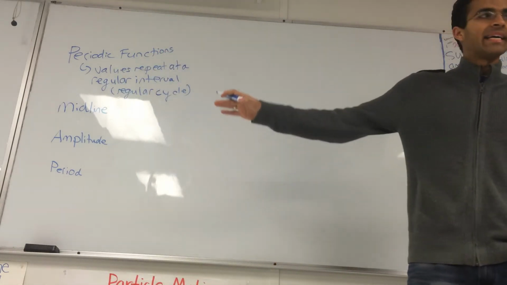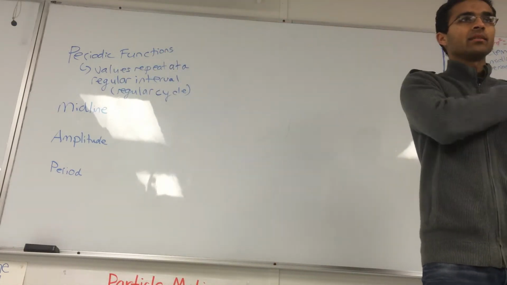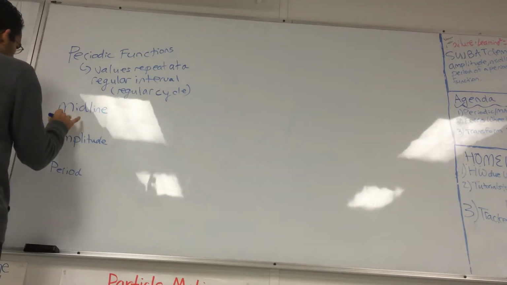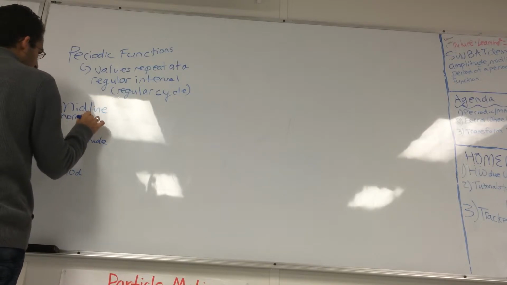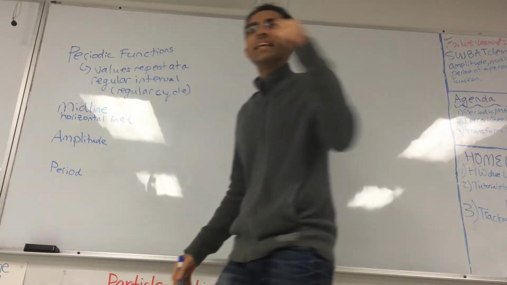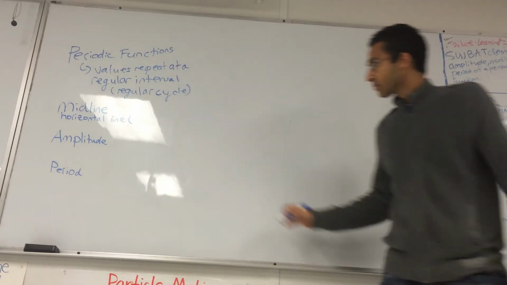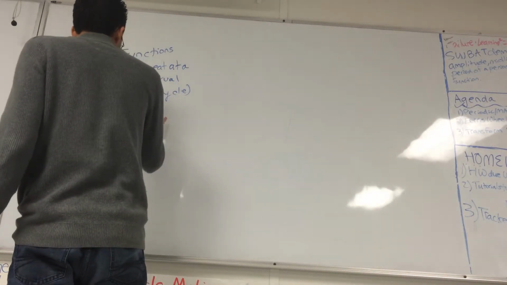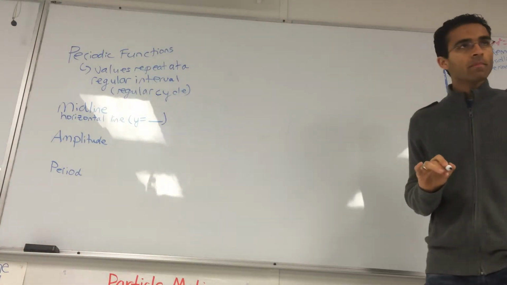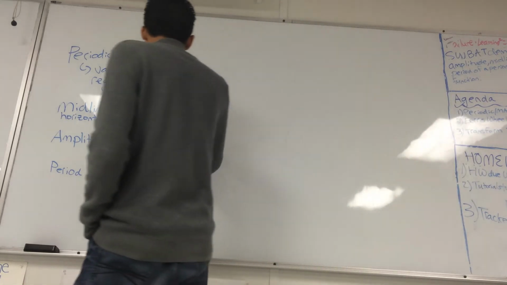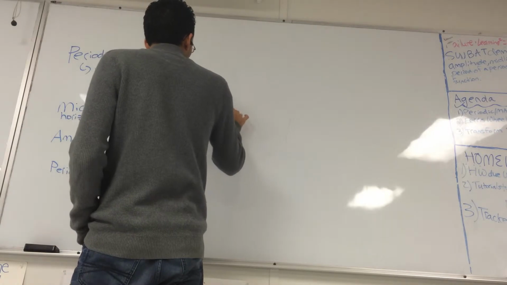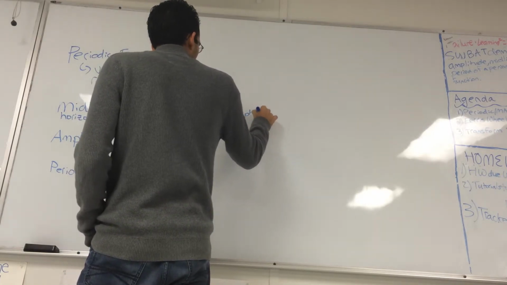Right, we said midline is the horizontal line that cuts the graph in half. Horizontal line, and by horizontal line we mean y equals something. So I'm going to put in parentheses y equals something. Horizontal line y equals something that cuts the graph in half.